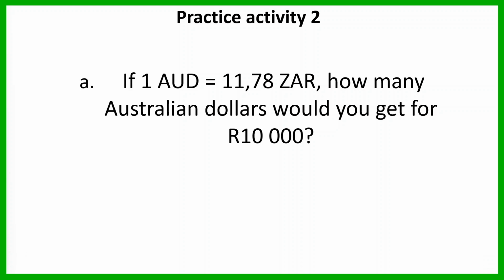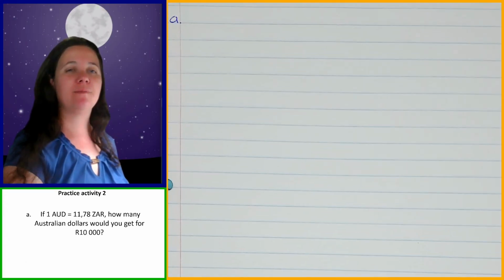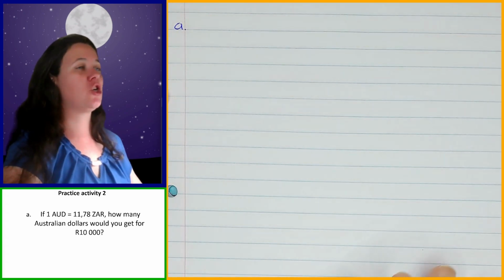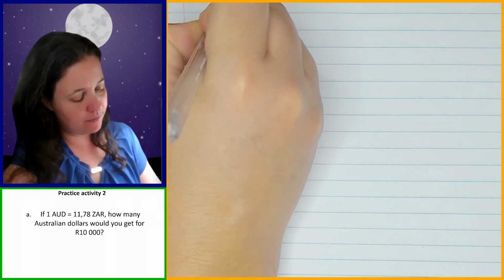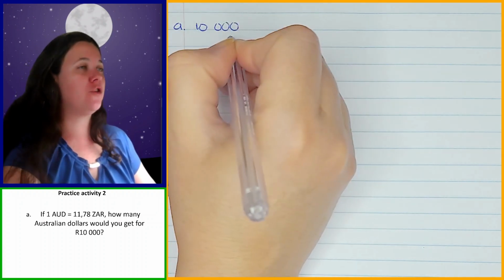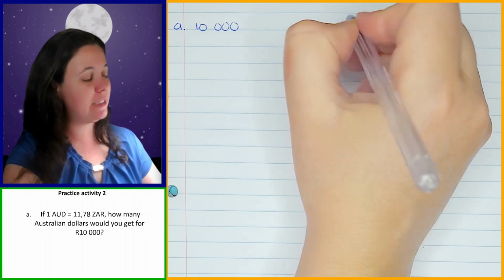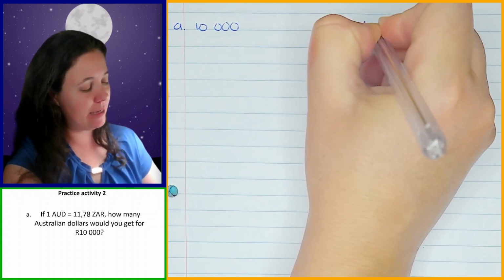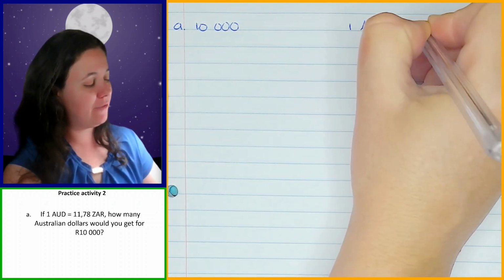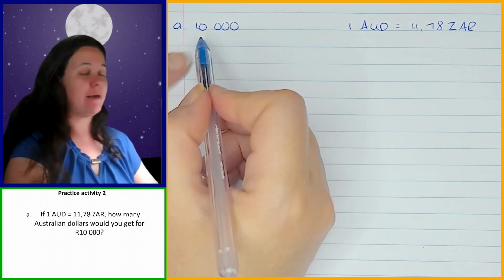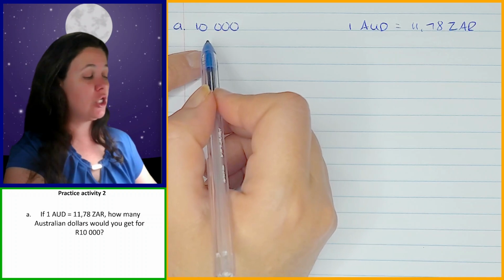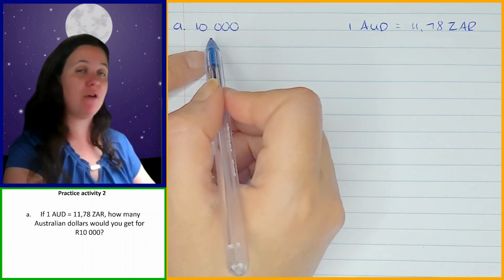Okay, so let's go through that question. Over here, the total amount of money that we're working with is 10,000 Rand, and we need to convert this to Australian dollars using the exchange rate 1 AUD equals 11.78 ZAR. The amount of money we've got is in rands. So remember, we divide by what we have and multiply by what we want.